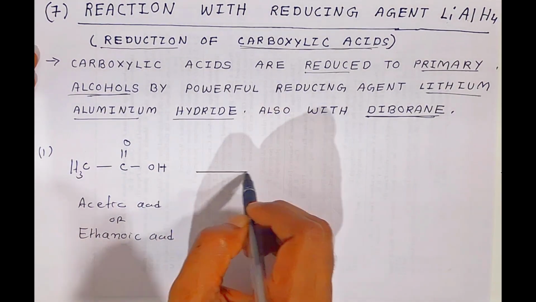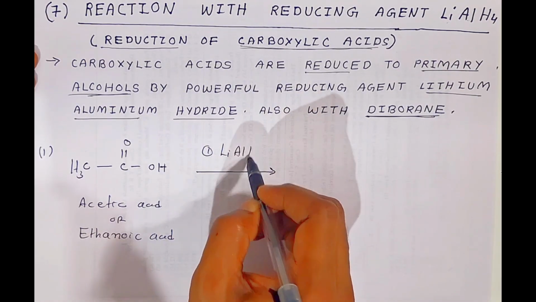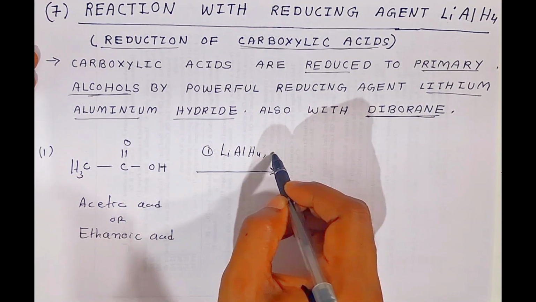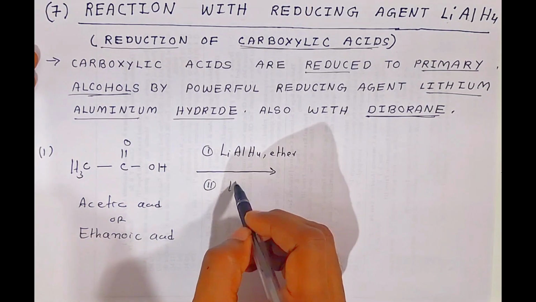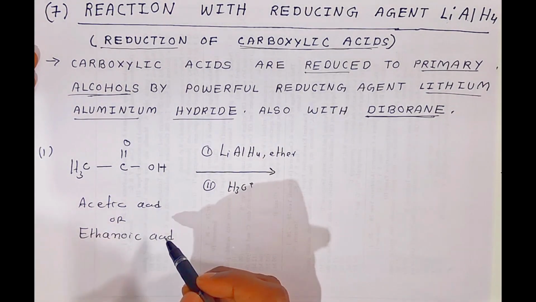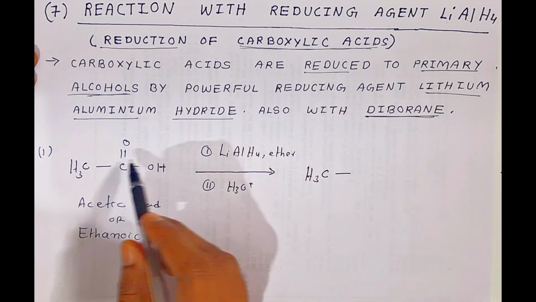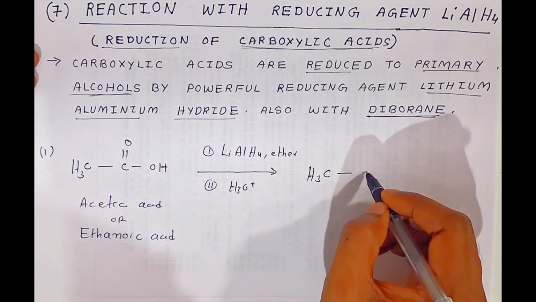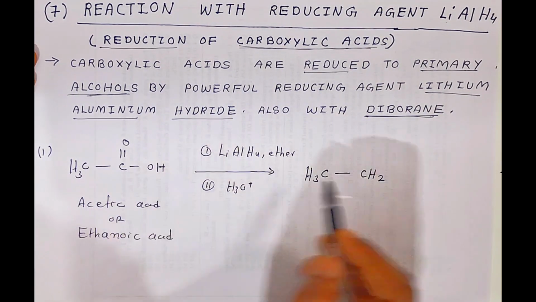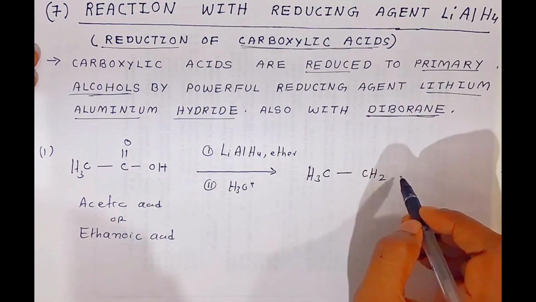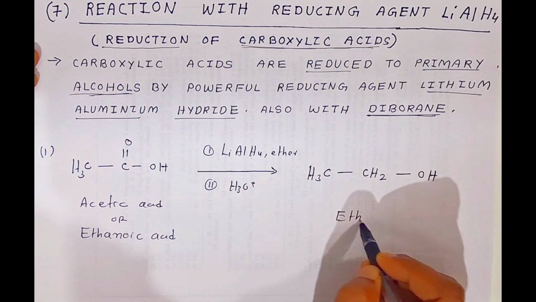Now on reduction with lithium aluminum hydride in solvent ether, the reaction is totally in solvent ether, then you have to add acidic water. So what happens, students? This methyl group will stay as it is, but this carbonyl oxygen is accepting hydrogen. This carbonyl is now converted into methylene, and there is a hydroxyl group. Okay students, this is called ethanol.